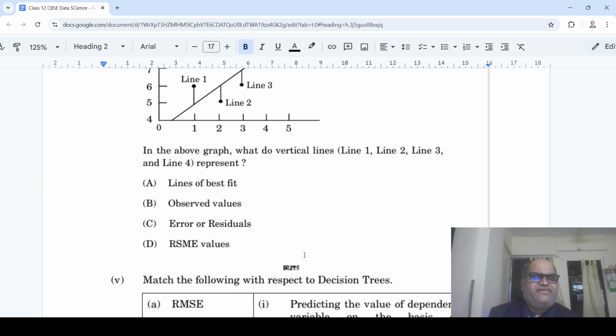RMSE is something that when you compute it, you take the squared mean squared error on that. There is a typo also. It shouldn't be RSME, it should be root mean square error, RMSE.